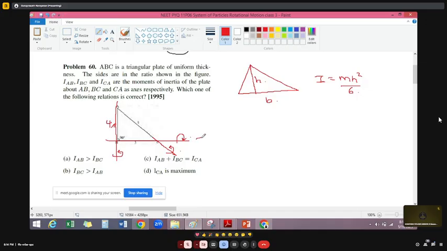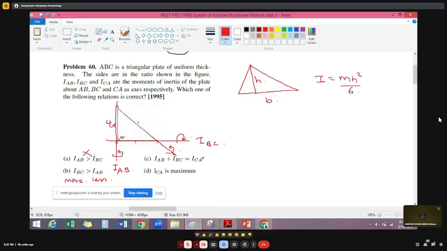So this is I_BC. This is I_AB. I can see that for I_AB, the height is only 3. So that means I_AB will be less. Moment of inertia I_AB will be less. And for I_BC, the height is 4 compared to 3, which means this will be more. So I_AB more and I_BC less means this is wrong.